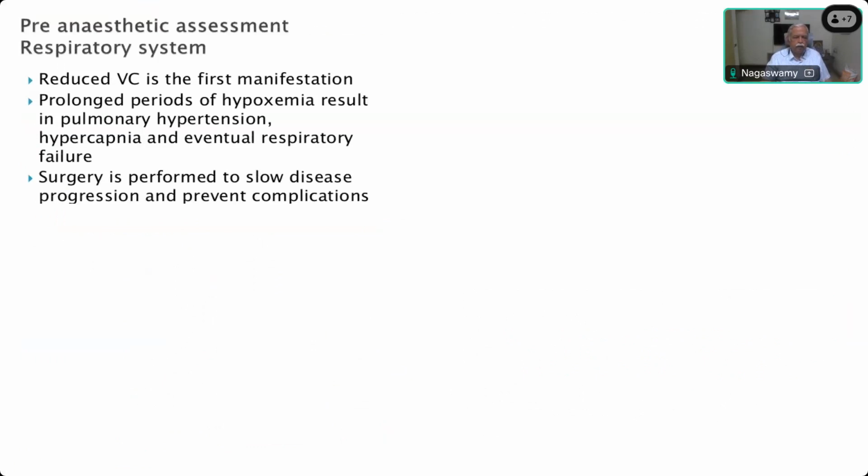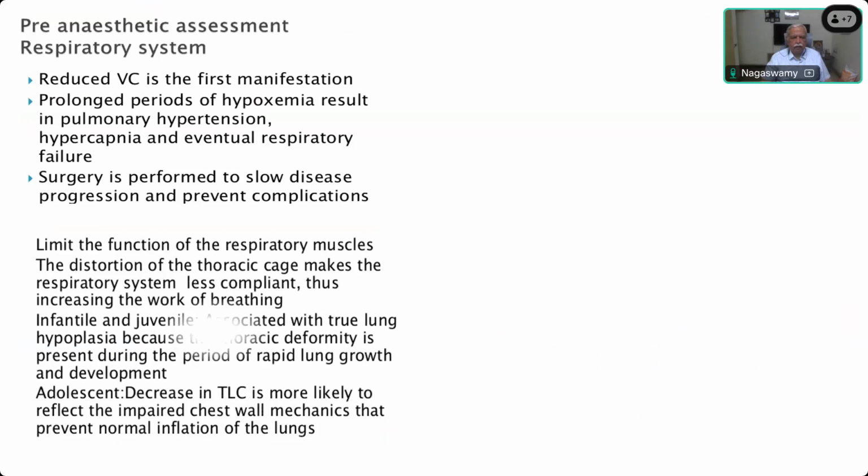And they may go later on for hypercapnia and respiratory failure. And if you do surgery early, these changes in the respiratory system can be prevented.